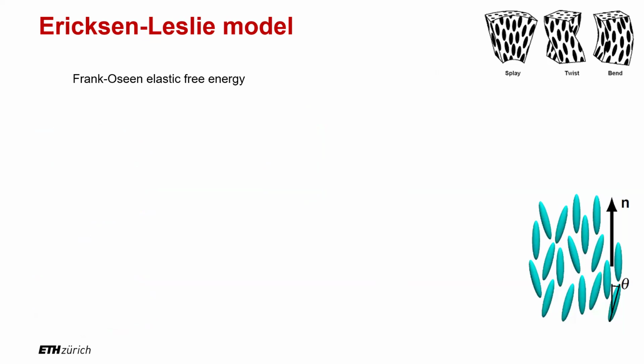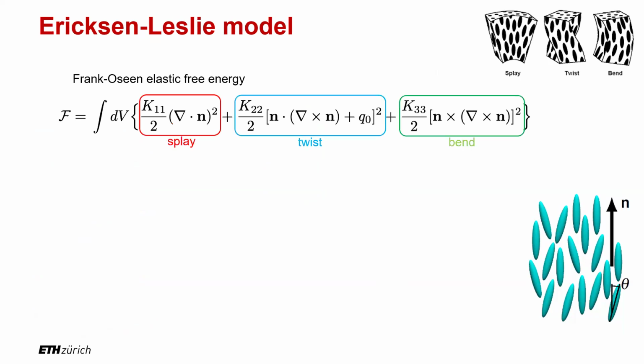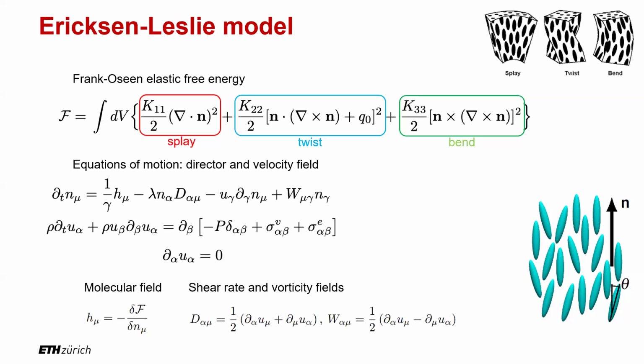Okay, so how do we do this? We use a model for the liquid crystal based on the Frank-Oseen free energy. It has three terms, one for each kind of deformation of the liquid crystal: one for splay distortions, another for twists, and another for bend. The continuum equations that we use are, one for the director field, the orientation of the molecules, and the other one is the Navier-Stokes equation. It has all the terms of the usual Navier-Stokes equation for Newtonian fluids, plus other ones that come from the liquid crystal theory.